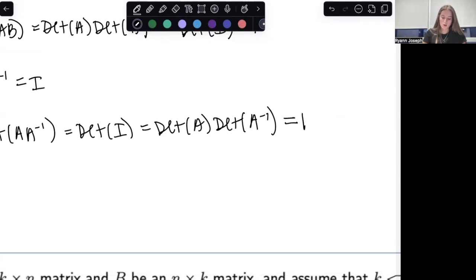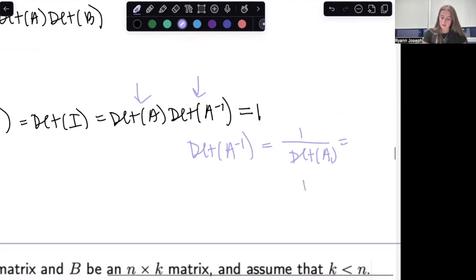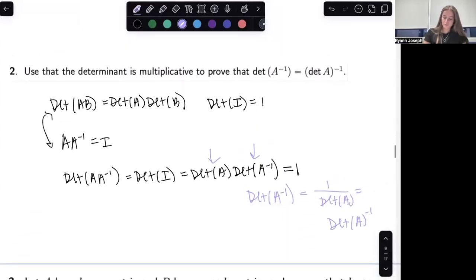So we can set this equal to 1, meaning we can then, remember these are two numbers, so we can divide by these because they're actual numbers. So we have the determinant of the inverse of A is equal to 1 over the determinant of A, which is the same thing as determinant of A to the -1. We proved that this is true.